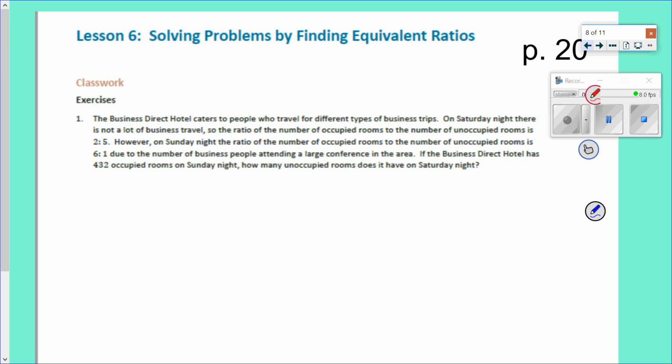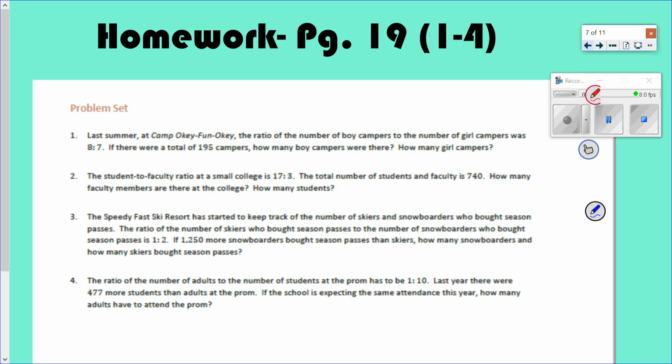Page 19. Okay, here's your first page of homework, guys. Go ahead and tear this one out. While you tear it out, I'm going to point out a couple things. You need to make sure you're paying attention to what they are giving you. In this case, a total of 195 campers, total number of students and faculty. This one is more snowboarders. Okay? Guys, you've got to pay attention to what they're giving you.